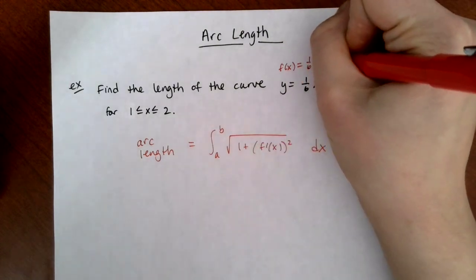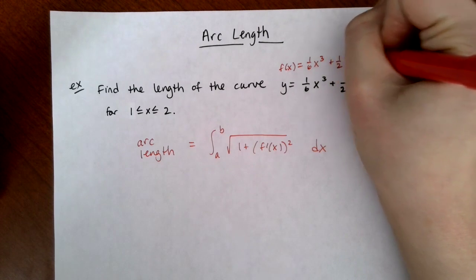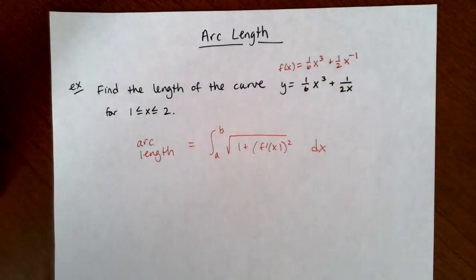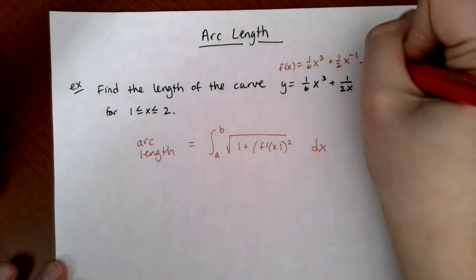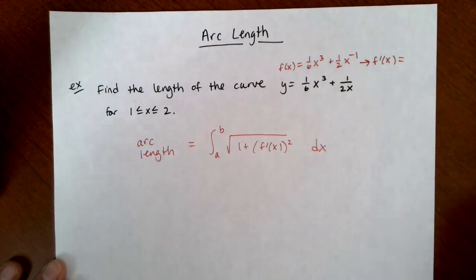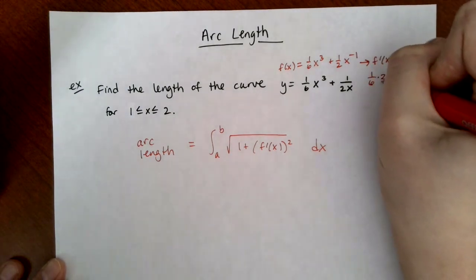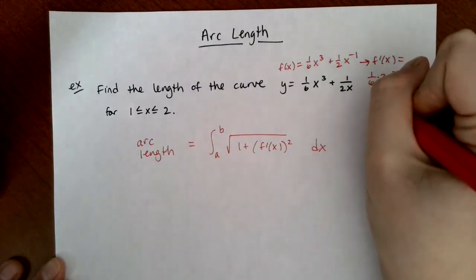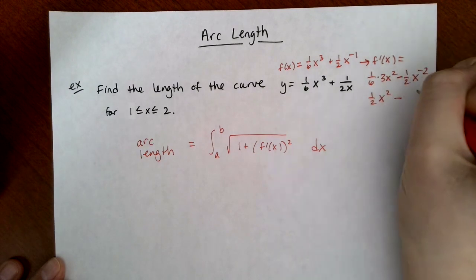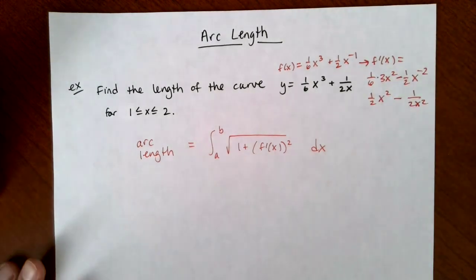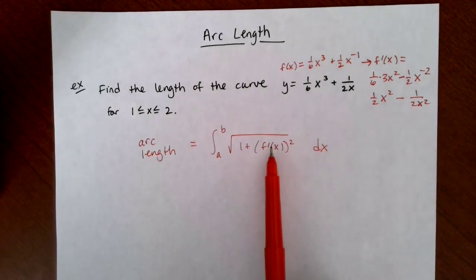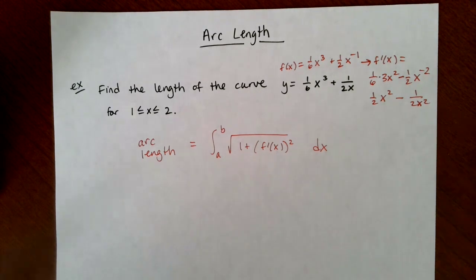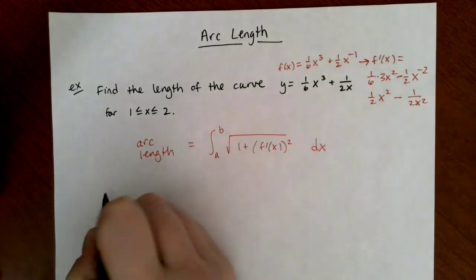The 1/6 x cubed is fine, but for derivative purposes, it might be useful to write 1 over 2x as 1/2 x to the negative 1. In fact, as scratch work, we could always compute the derivative separately and then simplify it. So our derivative here will be 1/6 times 3x squared minus 1/2 x to the negative 2. So that gives us 1/2 x squared minus 1 over 2x squared. So this is my derivative formula, and that's what I'm going to plug in for f prime of x for the arc length.